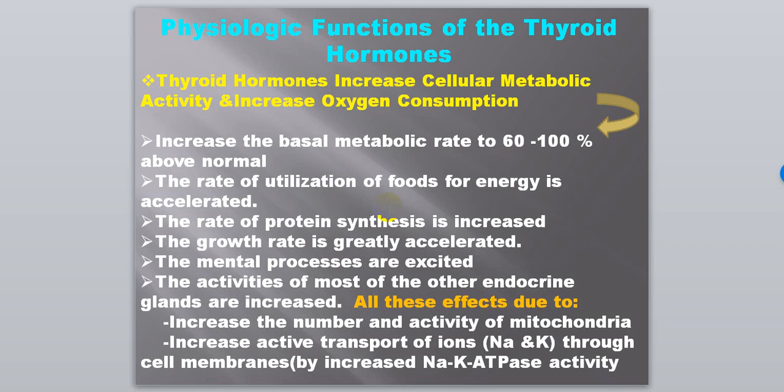Physiologic function of thyroid hormones is represented by an increasing metabolic rate, as we said, about 60 to 100 percent above normal. So that means when a person doesn't have sufficient thyroid hormones, there is a decrease in the metabolic rate below normal. Regarding the rate of utilization of food, of course, there is more excretion than absorption of foods with deficiency of these hormones. So they increase the benefit of foods.